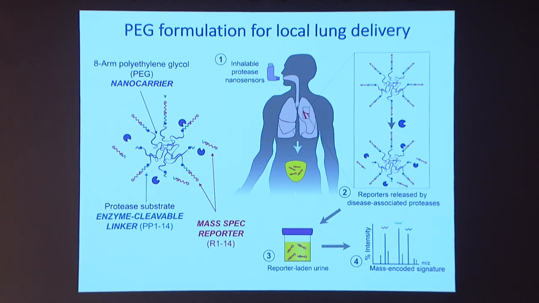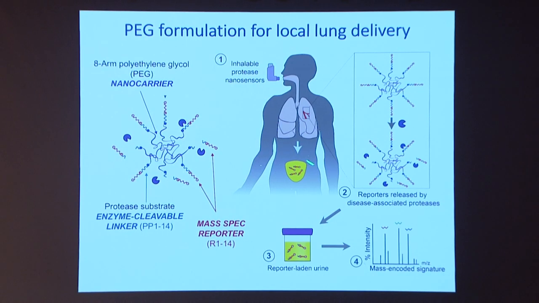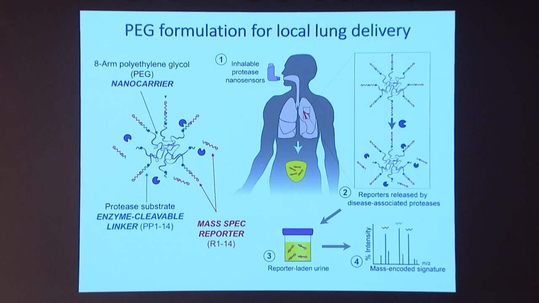And then we wanted to do one more thing, to enhance the signal to noise of the system, and that was that we gave the sensors in the pulmonary space by inhalation. So you don't have to give them into the blood, you can give them by inhalation, and then you'll get an even higher enzymatic signal out of the lung, and then you can still collect the reporter in the bladder after 1 hour. Okay, so we have 14 different probes, we give them by inhalation, we collect the urine in an hour, and then we mass spec it and we look for tumor signatures.